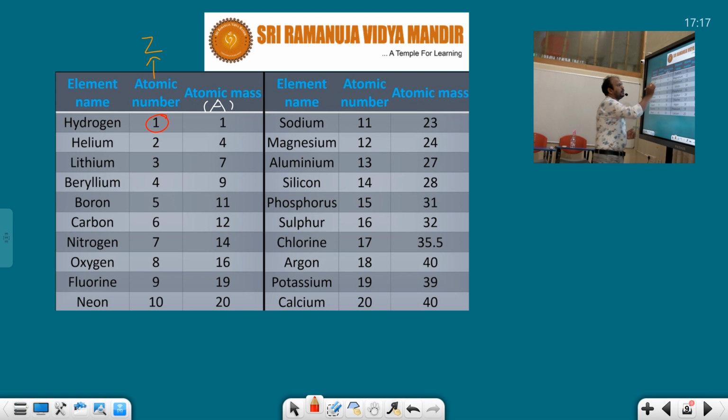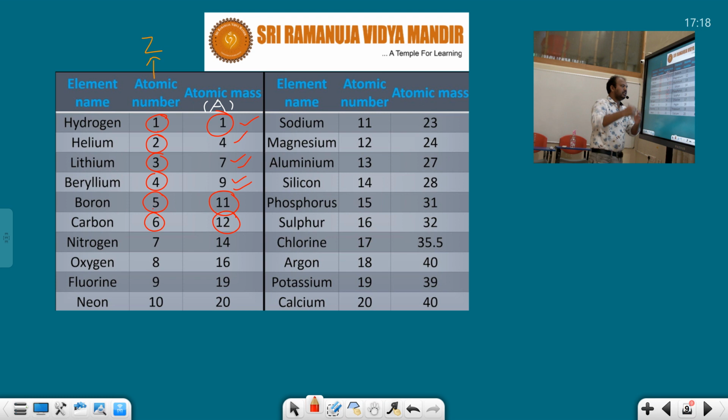Atomic mass, in the last session I explained how to calculate it. So hydrogen's atomic mass is 1. Helium's atomic number is 2, but the atomic mass or atomic weight is 4. Lithium atomic number 3, atomic mass or weight 7. Beryllium atomic number 4, atomic mass 9. Boron atomic number, Z value, is 5. That means 5 protons are present inside the nucleus and 5 electrons always revolve around the nucleus. The mass number or atomic mass is 11. Carbon atomic number 6, but atomic mass is 12.